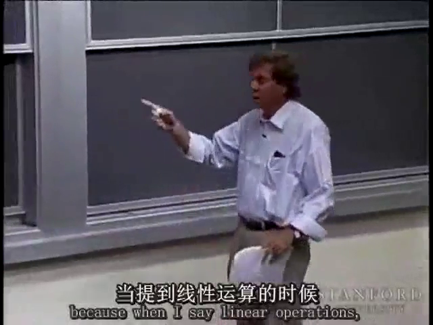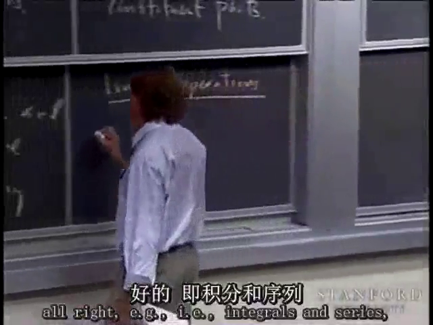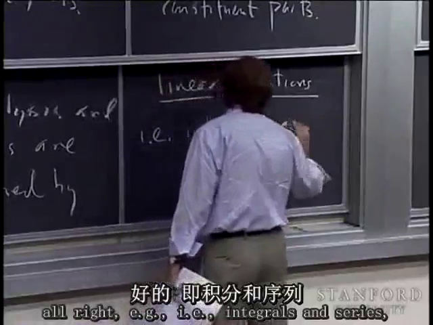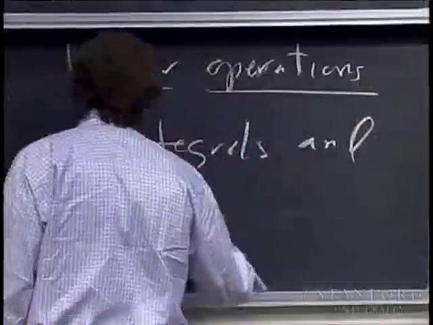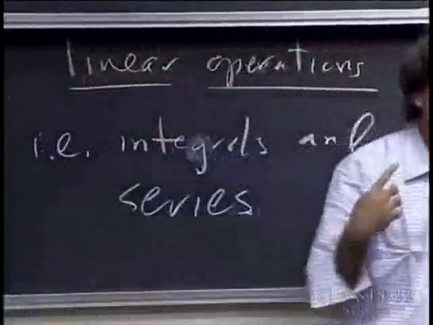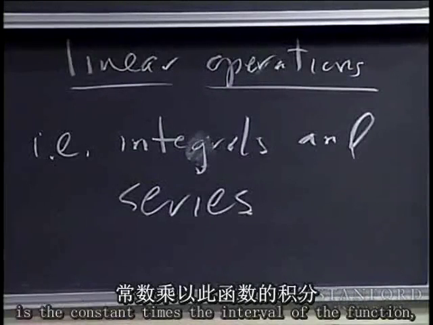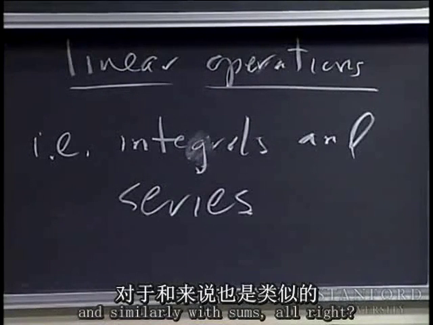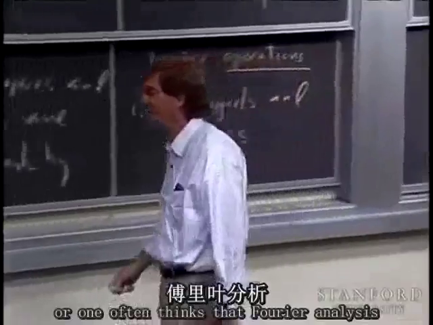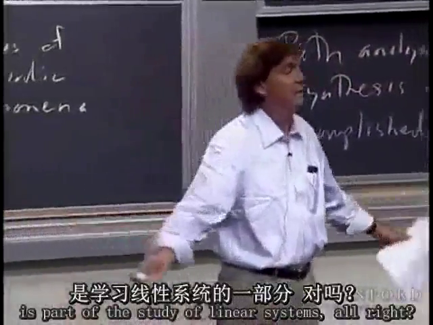When I say linear operations, what I'm thinking of here are integrals and series, both of which are linear operations. The integral of a sum is the sum of the integrals. The integral of a constant times a function is a constant times the integral of the function, and similarly with sums. Because of this, one often thinks that Fourier analysis is part of the study of linear systems.